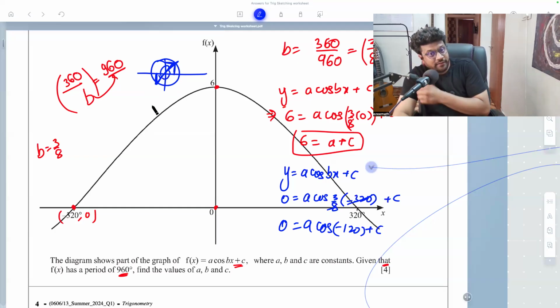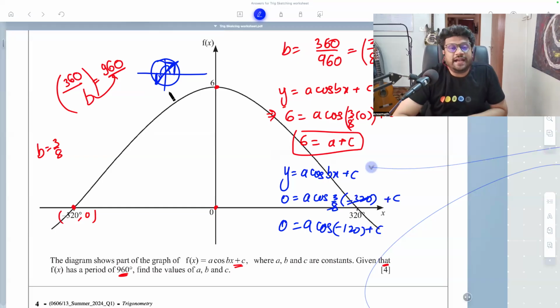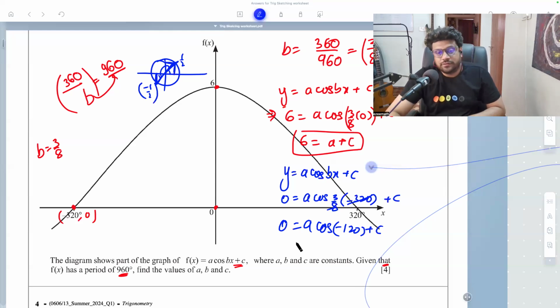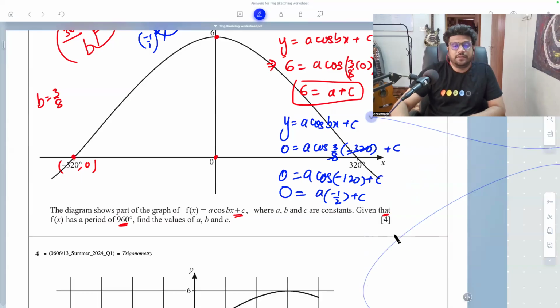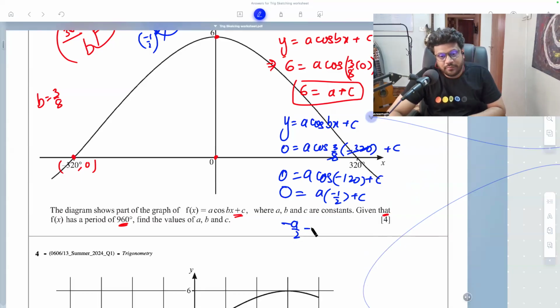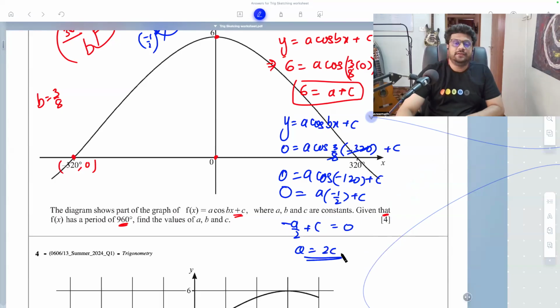That's negative 120. Okay. What is negative 120 going to be? The cos of it. It's going to be cos of 60. Cos of 60 is 1 by 2. It's negative 1 by 2. Done. So there, a times negative 1 by 2 plus c is 0, which means minus a by 2 plus c is 0, which means a is 2 times c.